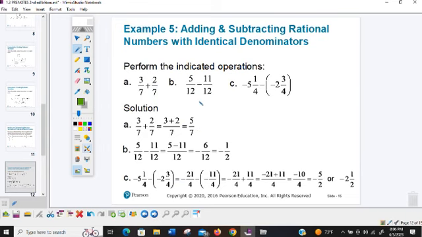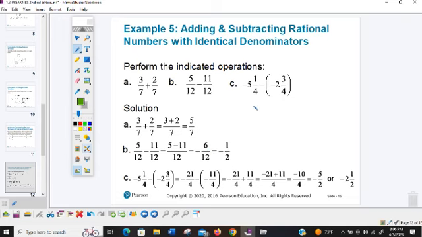On part B, we have a common denominator. 5 minus 11 is -6. We would have -6/12. But now remember, 5/7 didn't have any common factors, but here we do. 6 goes into both of those. 6 goes into 6 one time, and 12 divided by 6 is 2. So our answer in lowest terms would be -1/2.